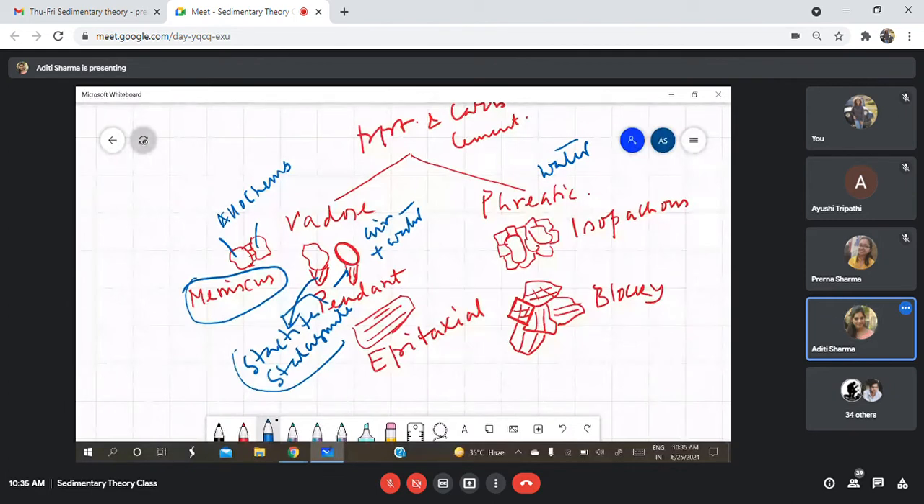Okay. Now, coming on to the phreatic. This is an allochem, this is an allochem, and it is totally covered by water on all sides. So if it is covered on all sides by water, you will get cement on all sides. Yesterday we have seen cement on all sides. We call it isopachous cement. Or you may have blocky cement, which we actually get in the deep phreatic.